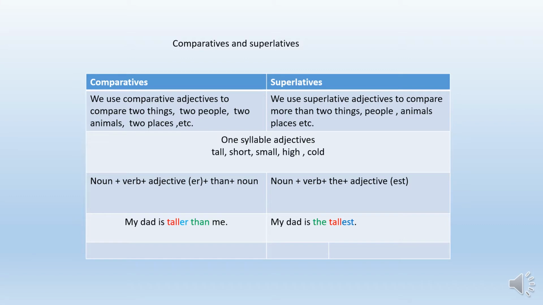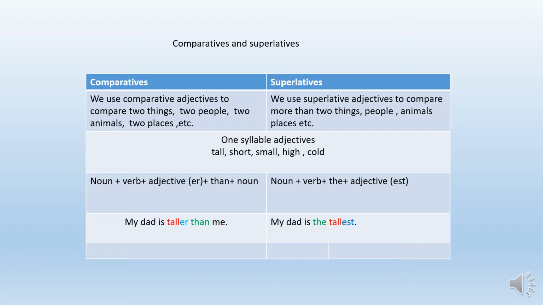If we look at this example, my dad is taller than me. Here I'm comparing two people, my dad and I. My dad is the subject, is is the verb, tall is the adjective, and here we added er to the adjective, plus than. And it is followed by what? By the object, which is me.